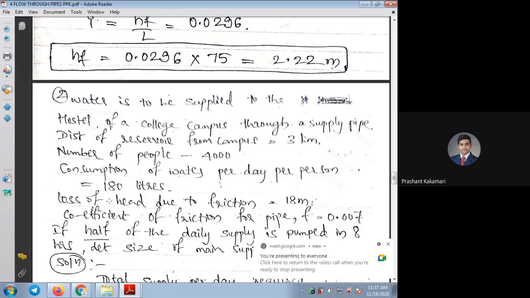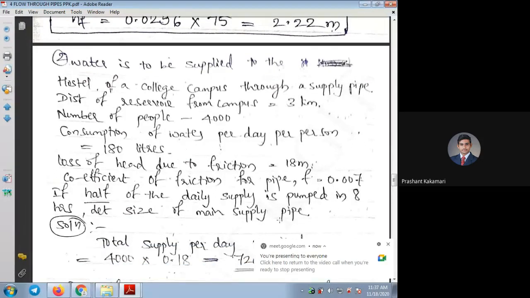Then in the problem they have mentioned the coefficient of friction, small f, as 0.007. Next, if half of the daily supply is pumped in 8 hours, it means for 16 hours full flow will be given, or for 16 hours they will supply the full day. Daily supply, how much do we need to find out?